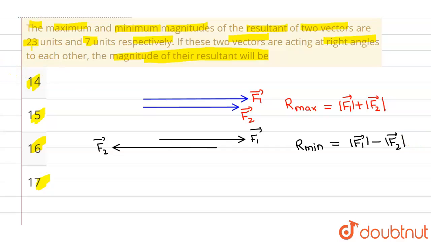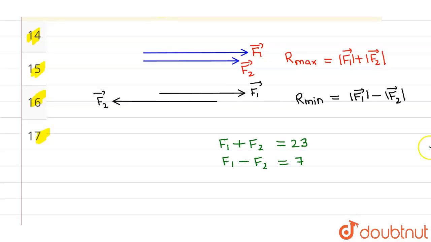Now we also know that magnitude of f1 vector plus f2 vector is 23 because this is the maximum resultant, and magnitude of f1 vector minus f2 vector is 7 units because this is the minimum magnitude. So f1 plus f2 is given as 23, and f1 minus f2 is given as 7 units. If I add these two equations, I will get 2f1 on the left hand side and 30 on the right hand side. This implies that f1 is 15 units.